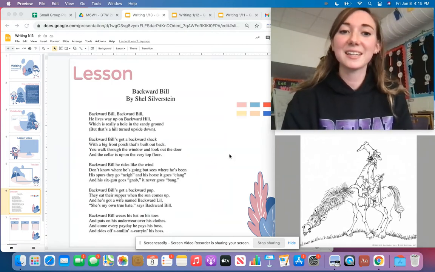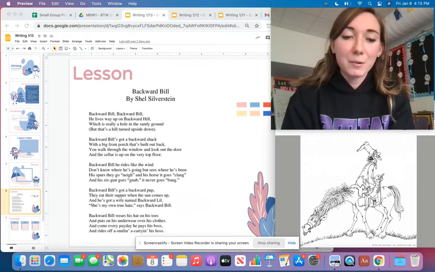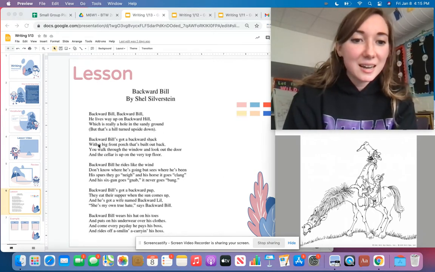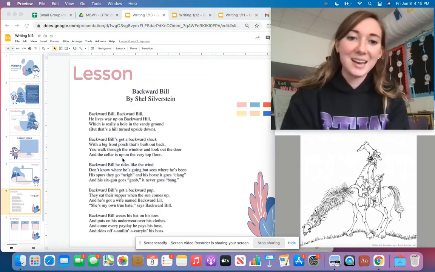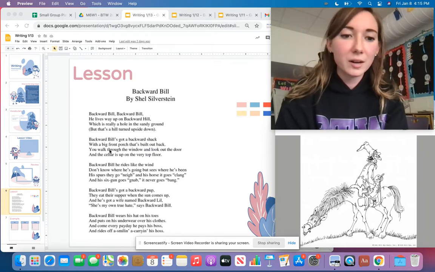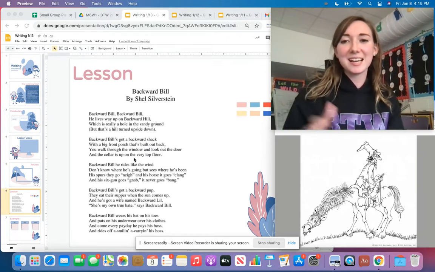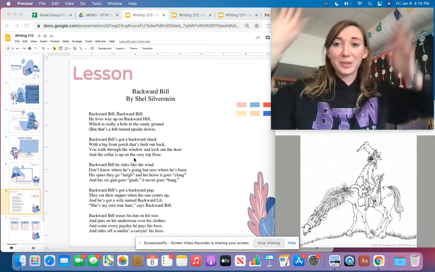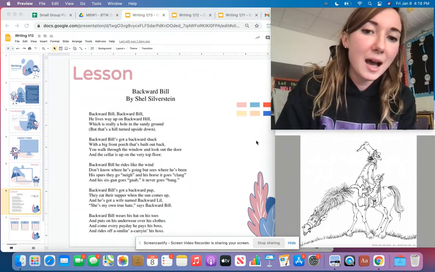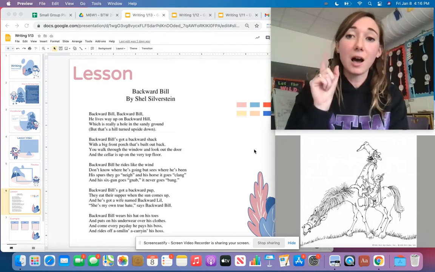It's really silly. It's talking about this guy, Backwards Bill. He lives in a hole in the ground. His front porch is in the back. You walk in the window and look out the door. And his basement, his cellar, is actually on the top floor. So everything's backwards with this guy, right? So I think that you guys heard a lot of rhymes, right?